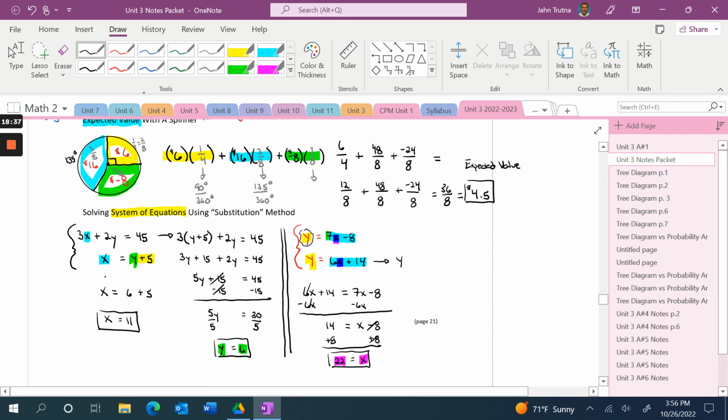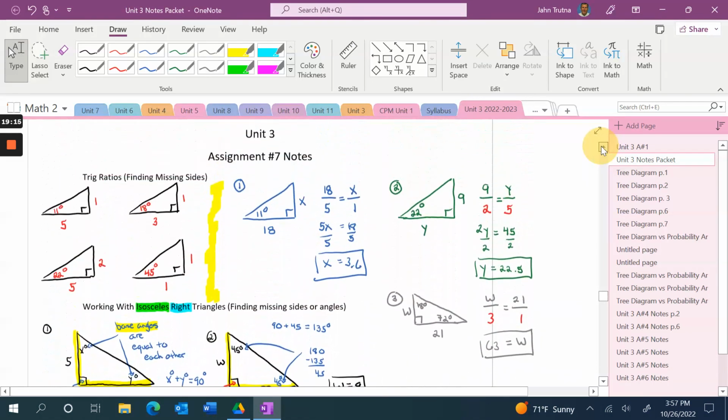So when I do that, I get y is equal to, I keep the y, I keep the equal sign, I keep the 6, but in the place of x, I substitute the 22. And then I keep the plus 14. And I work this out to see what y equals. 6 times 22 is 132. 132 plus 14 gives me y is equal to 146. Okay, there we go. x would be 22, y would be 146. That is the notes for Unit 3, assignment number 7.